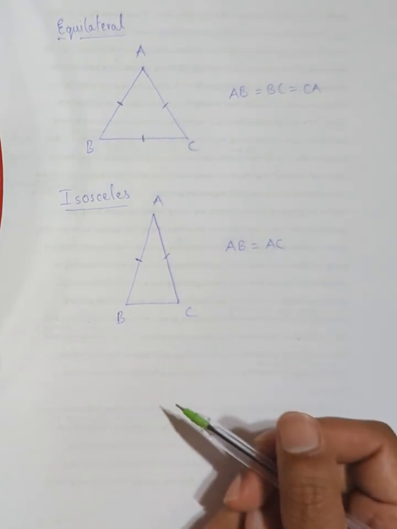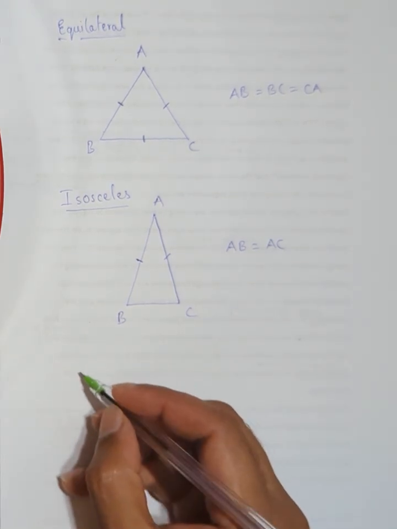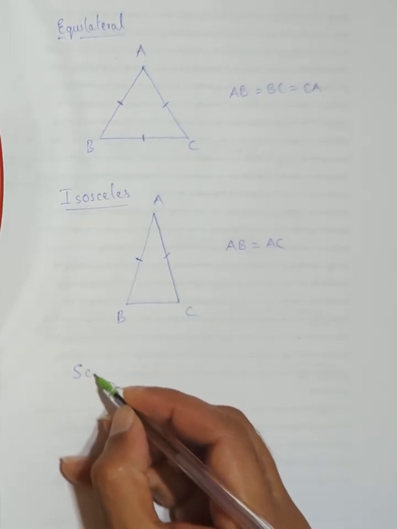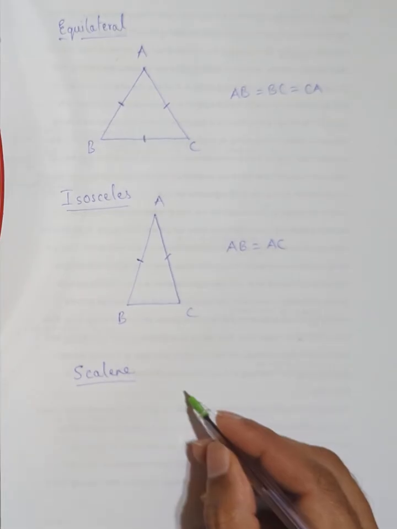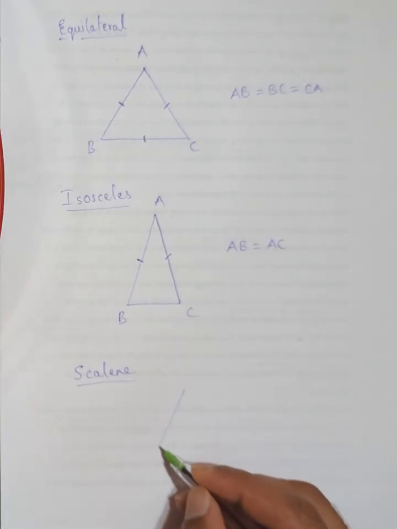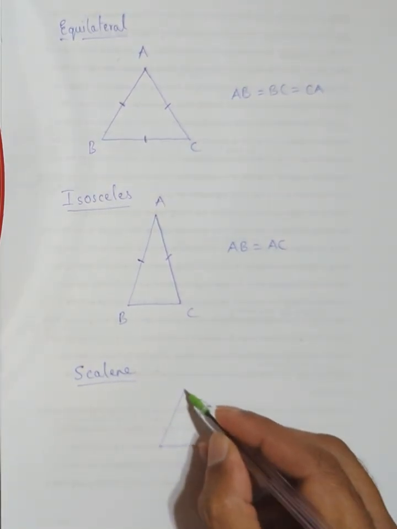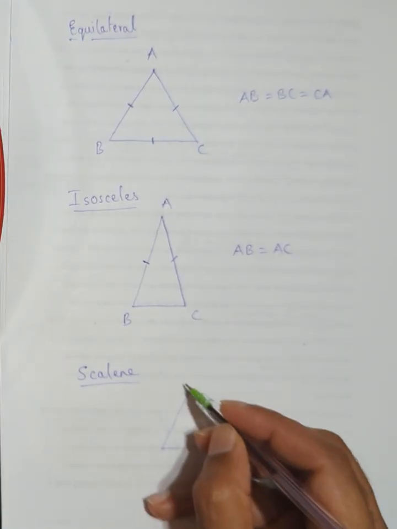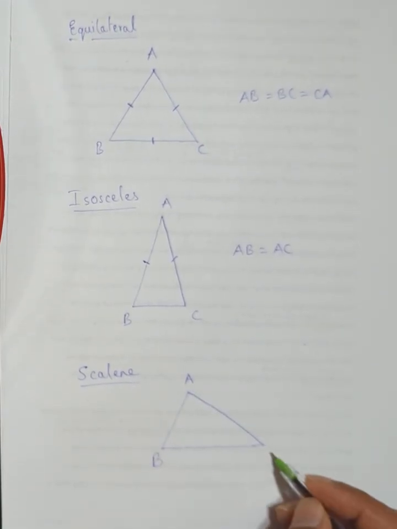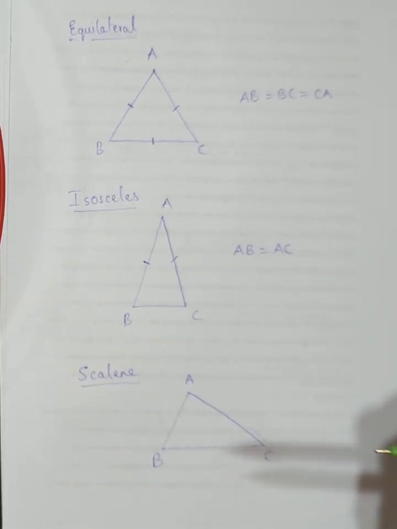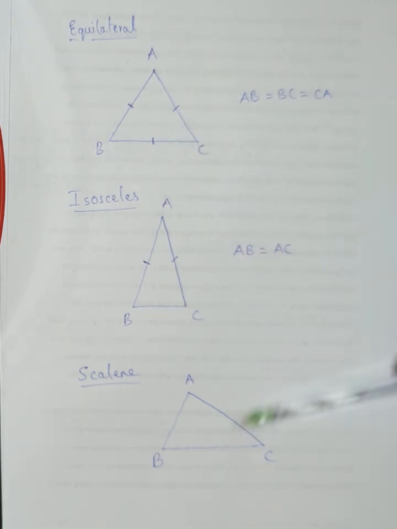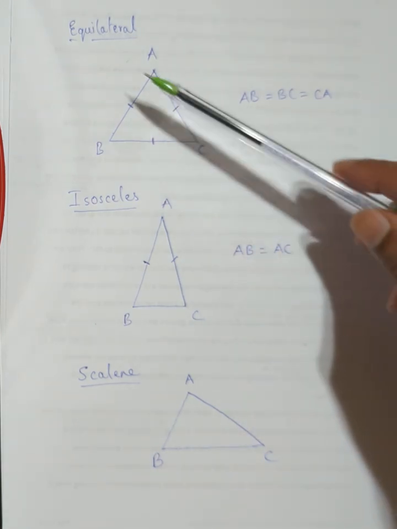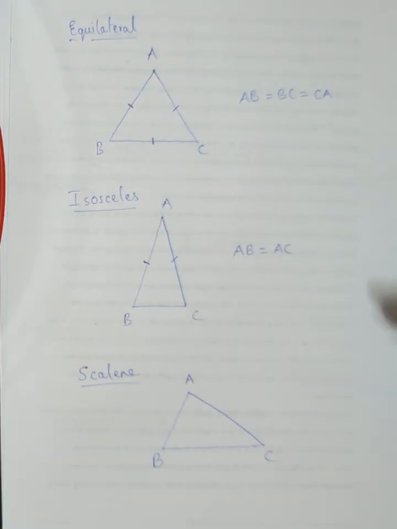All right, now it may so happen that none of the sides, no two sides in a triangle are equal. Now, such a triangle is called a scalene triangle. So you can draw a scalene triangle. Since no two sides are equal, we are not going to use any tick marks. So this classification, based on the relationship between the sides of a triangle: equilateral, isosceles, and scalene.